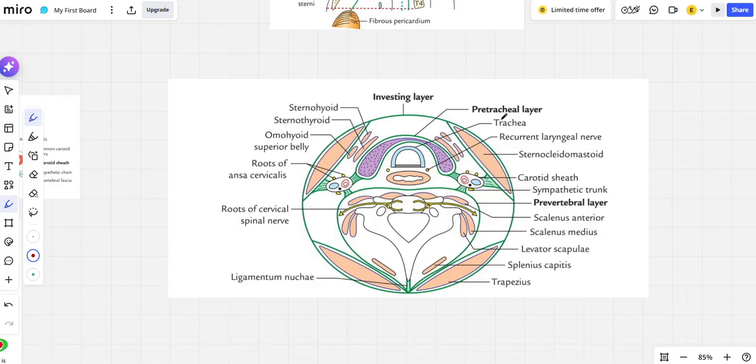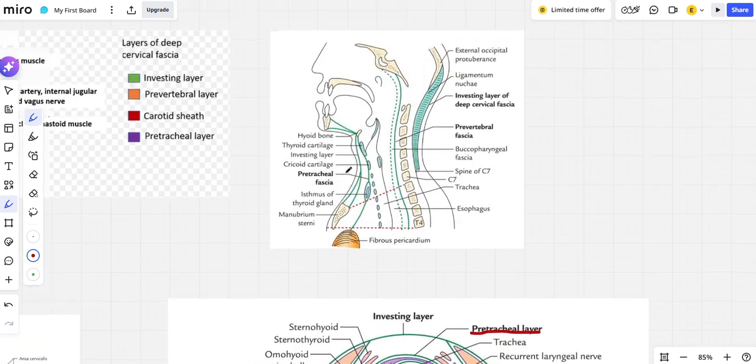So this pretracheal layer has two further parts, right? It has a muscular part which encloses the infrahyoid muscles, all the muscles underneath the hyoid bone, and it has a visceral part that encloses the thyroid gland, the trachea, and the esophagus, right? Important extension is that inferiorly it blends with the fibrous pericardium. I can show that to you here.